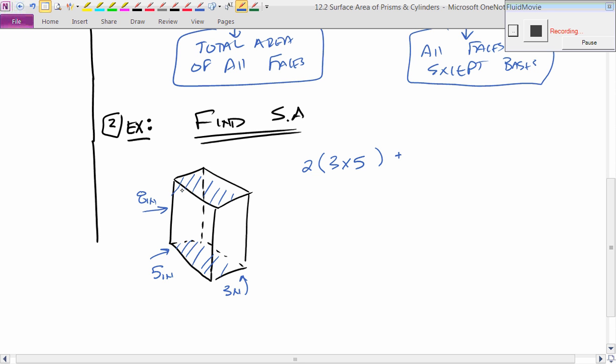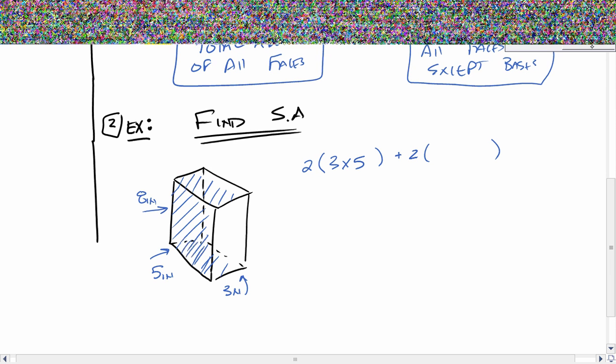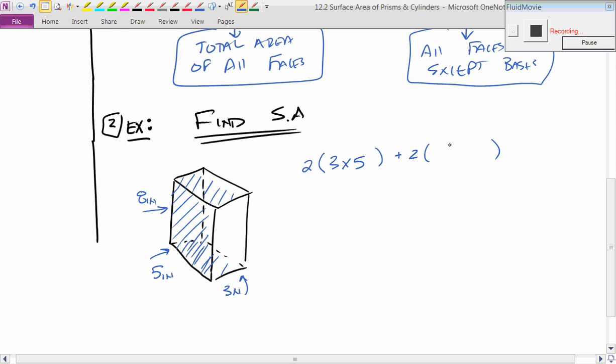How many sides over here do I have? This side box over here and the one on the other side. So that's going to give me 2. What's the dimensions of that piece? Add that up. So there's 2 of those, and that's 5 by 8. You guys still follow along with this? Okay. So I've done this.